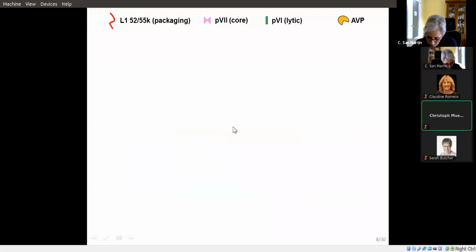So as I was saying before, we've been working on adenovirus assembly for more than 10 years now, and we've come up with this very schematic, very simple model for adenovirus assembly. First, we have the genome, and the genome is condensed with the help of the core proteins. Then also about the genome, we have L1 52/55K, which is a packaging protein. This protein is required for packaging.